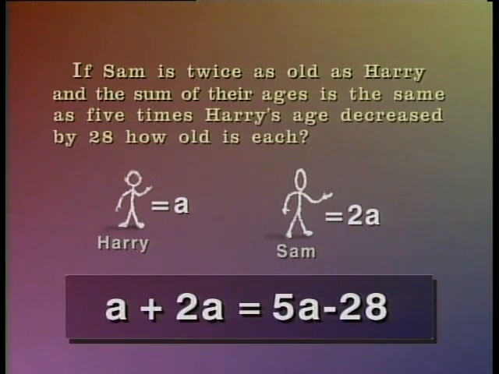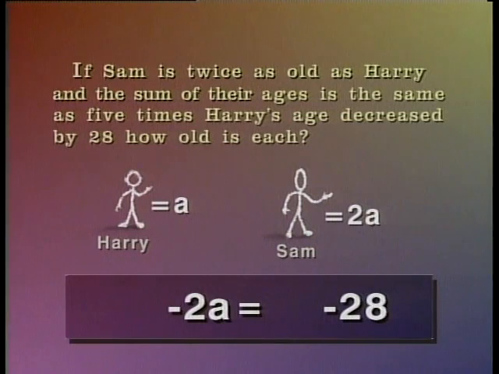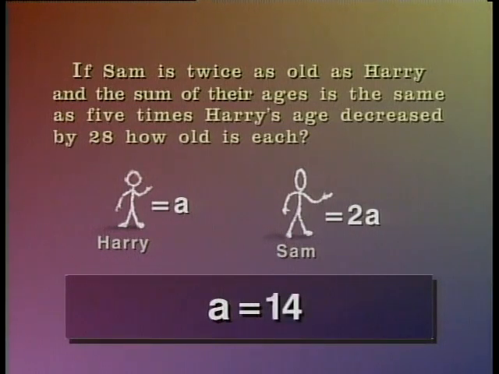Now we have something that looks familiar. We have an equation with a single unknown and some numbers, which we know how to solve. First, we can combine the two a terms on the left to get 3a equals 5a minus 28. Then we can get the a terms on one side of the equation by subtracting 5a from both sides. Now we can isolate the variable by dividing both sides by 2. Finally, we multiply both sides by -1 to get the variable positive. Now, if this was just a problem in a book, we'd be all done. Our answer would be a equals 14.